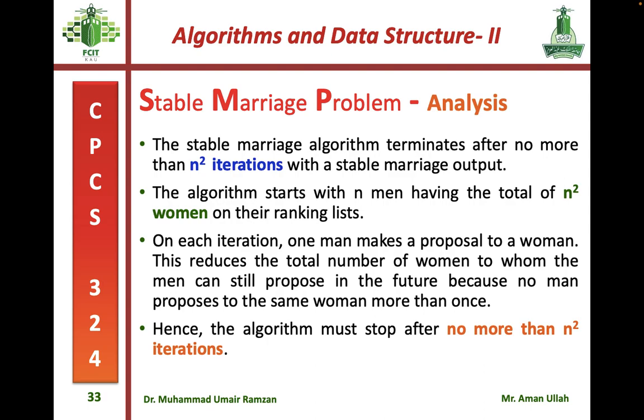Just like we said before, a man can only take one woman and a woman can only take one man. Hence, the algorithm must stop after no more than n to the power of 2 iterations.